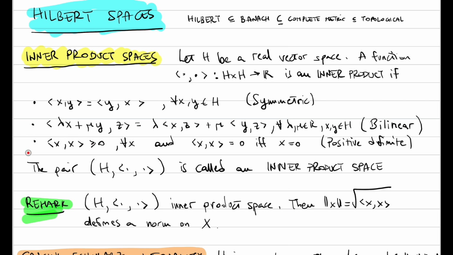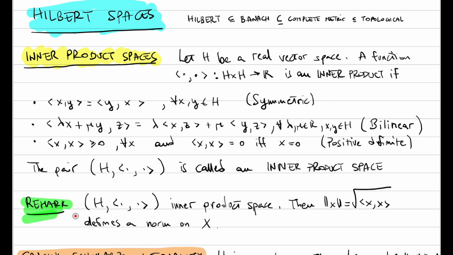The third property is called positive definiteness, and it means that if you take the inner product of x with itself, you always have a quantity which is larger or equal than 0, and x against x is equal to 0 if and only if x is 0 itself. Okay, if H and this bracket satisfy these 3 properties, then the pair is called an inner product space.